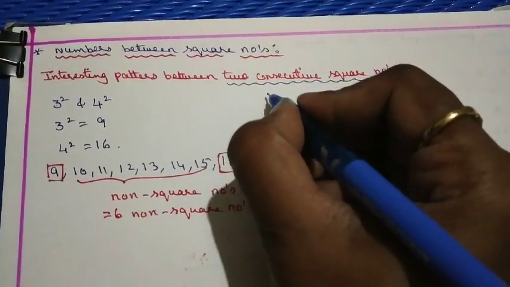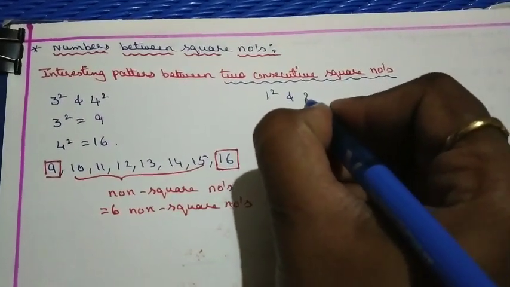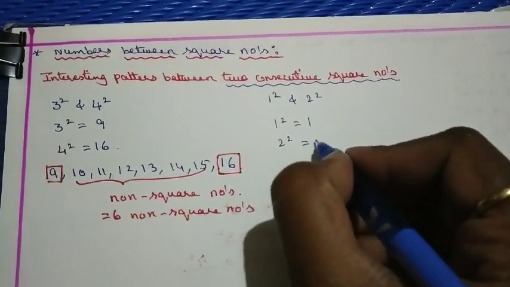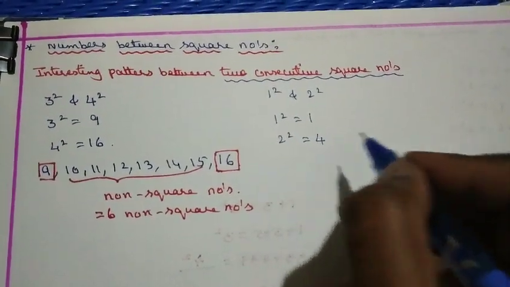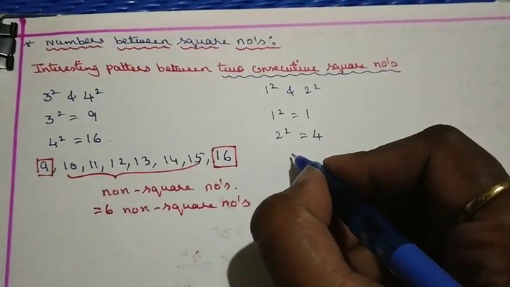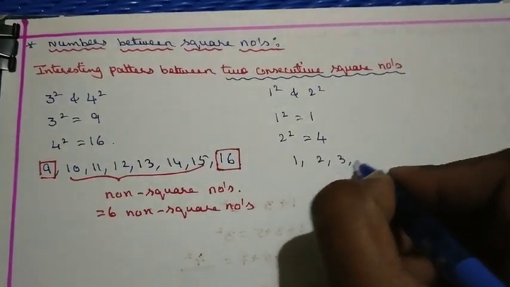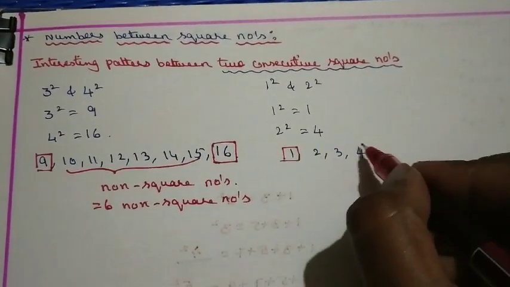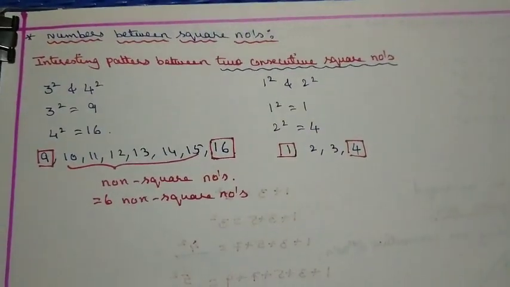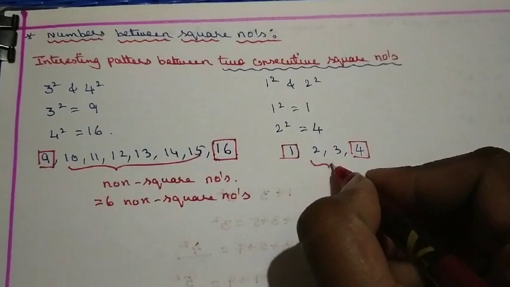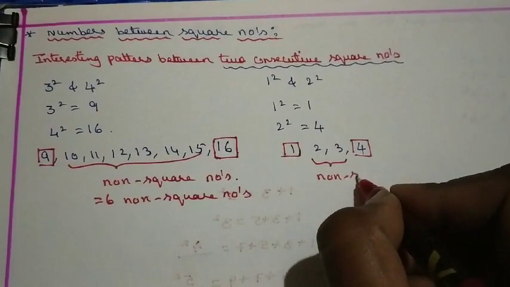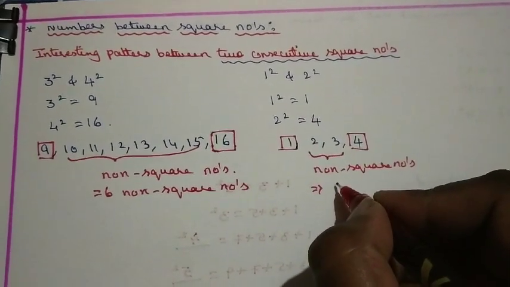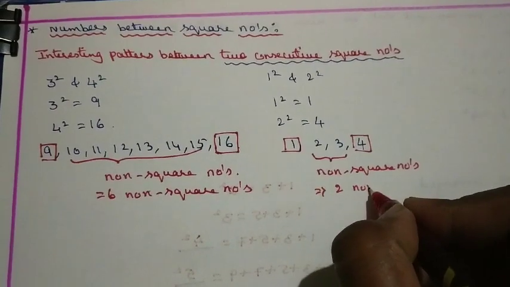Similarly, if I go with 1 square and 2 square, 1 square is 1 and 2 square is 4. If I write the natural numbers from 1 to 4, we get 1, 2, 3 and 4. We know that 1 and 4 are perfect squares because they have come from square numbers, whereas these two are said to be non-square numbers. There are 2 non-square numbers between 1 square and 2 square.